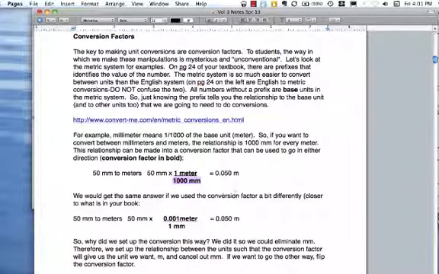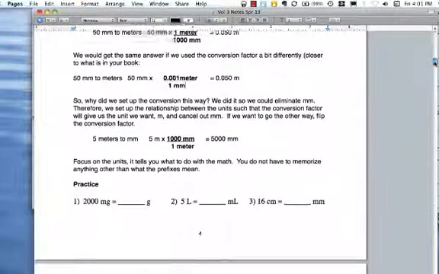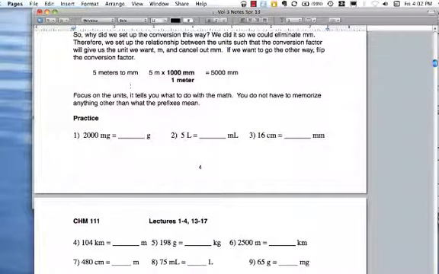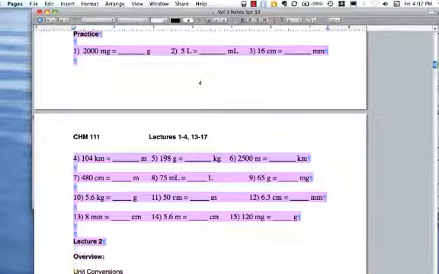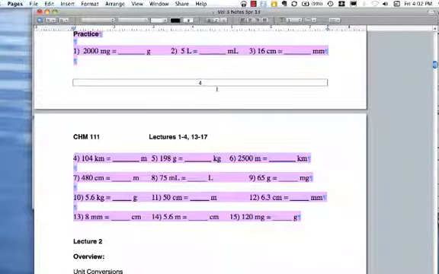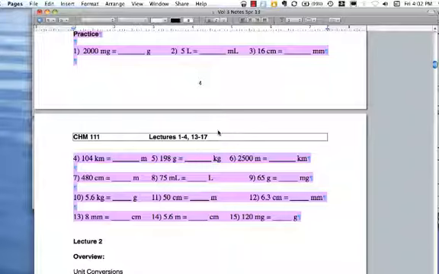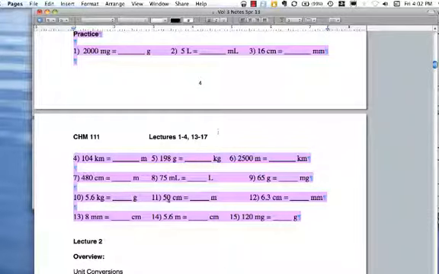All right. If I want to go the other way, I'm going to use the same conversion factor, but I'm going to flip it because now I'm going from meters, so meters needs to be on the bottom, and what I'm trying to go to needs to be on top. Okay? So we're going to do this practice so that we can practice our metric to metric conversions. In lecture 2, we will work on other conversions and use the concept of density as a conversion as well.